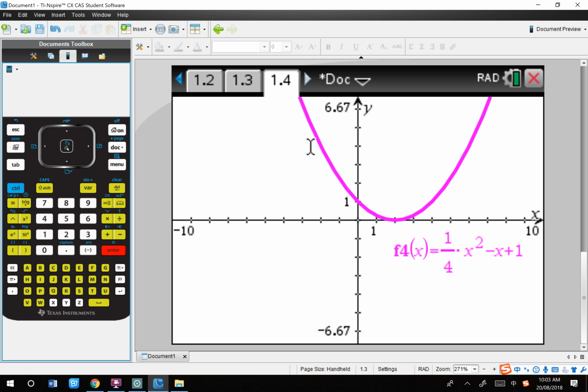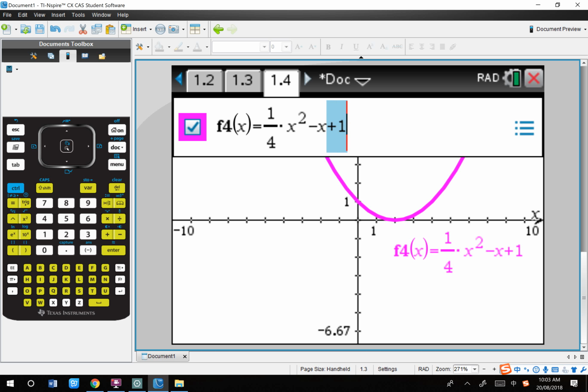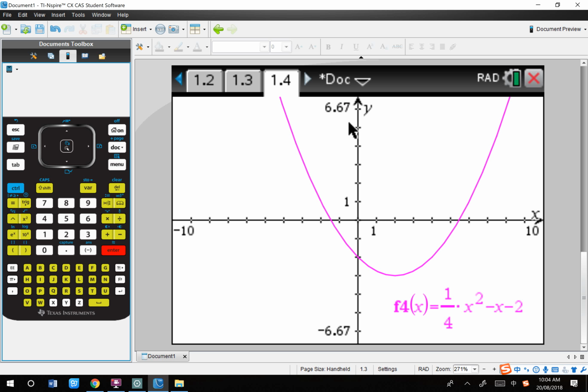No, I don't want that. Tab. Go up. Go for -2. Okay, go for -2. Press enter. Okay, I want this function. It's a good function. I don't need to change the window setting. I see it quite nicely. So it's a quarter x squared minus x minus 2.